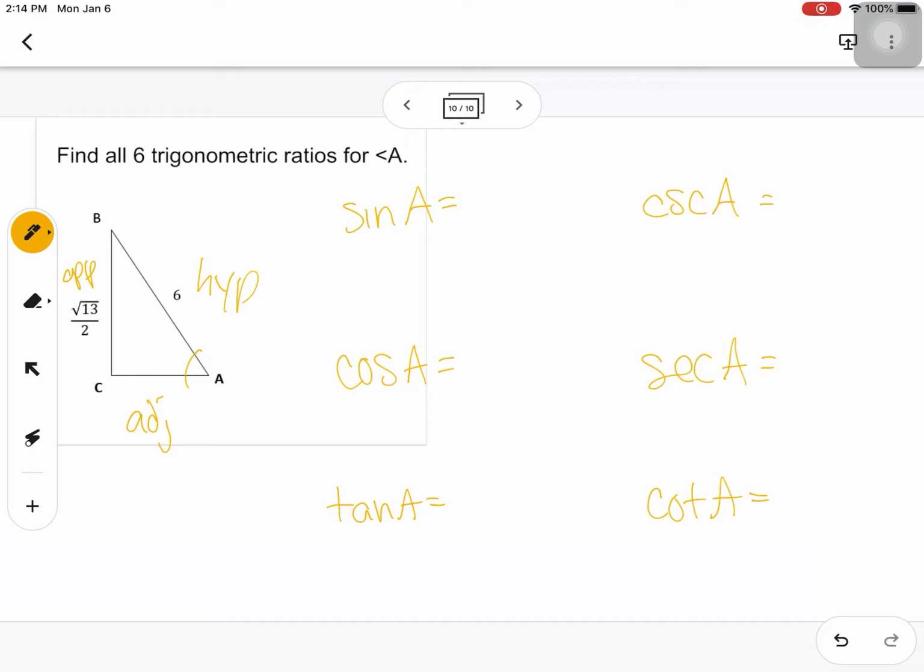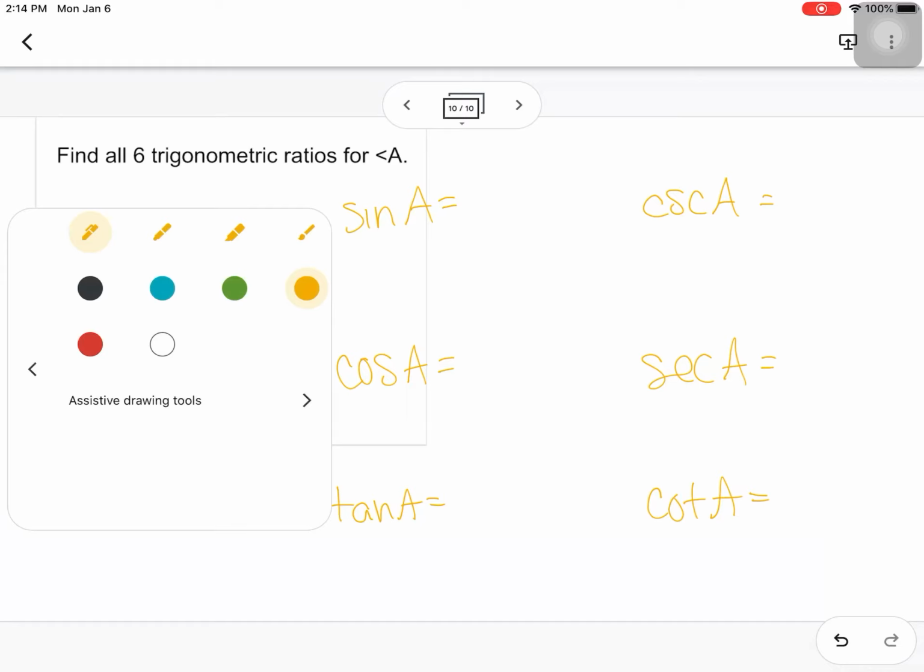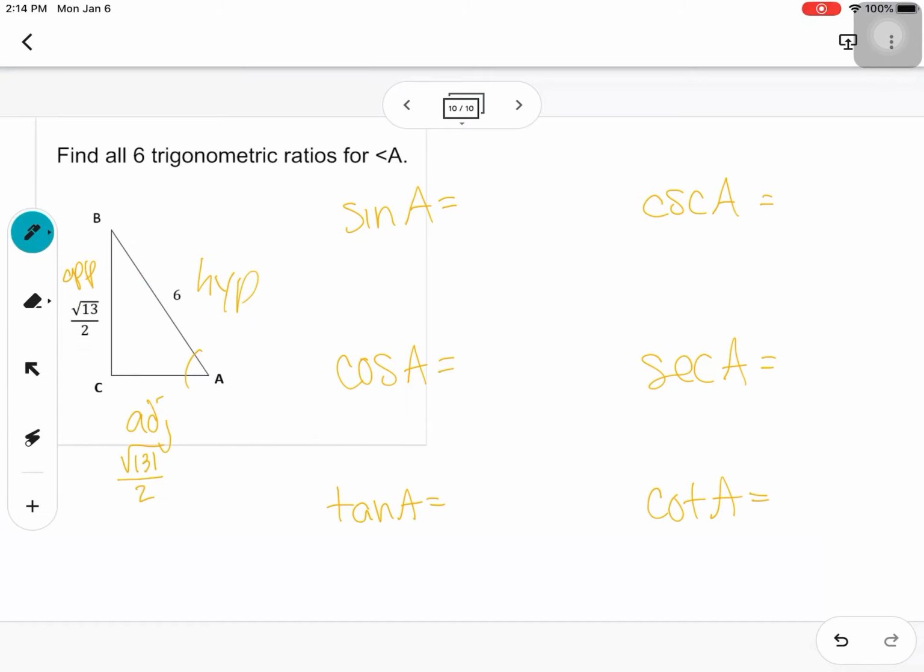So when you do the Pythagorean theorem for this adjacent side right here, what you should get is the square root of 131 over 2. Okay, so if you didn't get that, take a second to help each other out. Remember, just like we did on the problem earlier, when we did the Pythagorean theorem, leave it as a fraction, get a common denominator, and combine things together there. But you should get square root of 131 over 2.